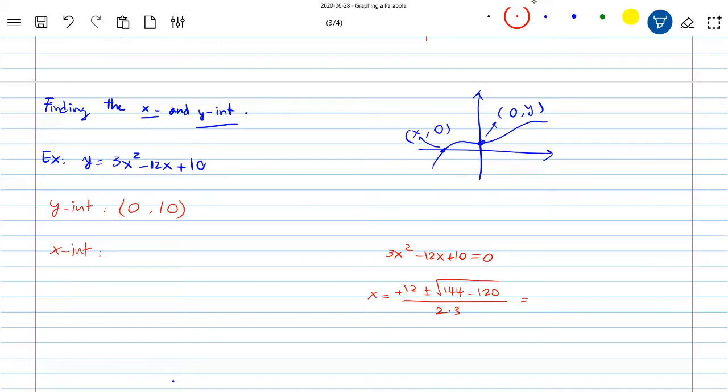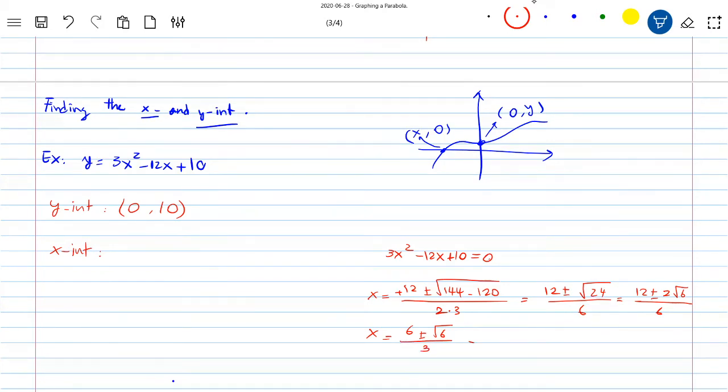Okay, 12 plus or minus square root of 144 minus 20, that's 24. Divide by 6. You can simplify it a bit, actually. 24 is 4 times 6, so 2 root 6. And divide by 6 here. You can simplify it a bit more. You can divide everything by 2. You'll get 6 plus or minus square root of 6 divided by 3.